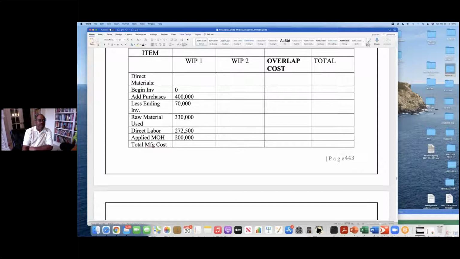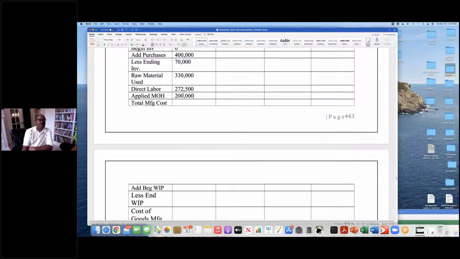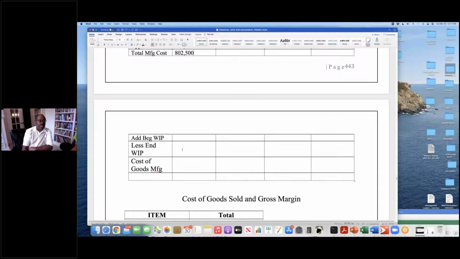So the total manufacturing cost was what? 802,500. And of course, you would have this in that T account. What's our ending work in process inventory?